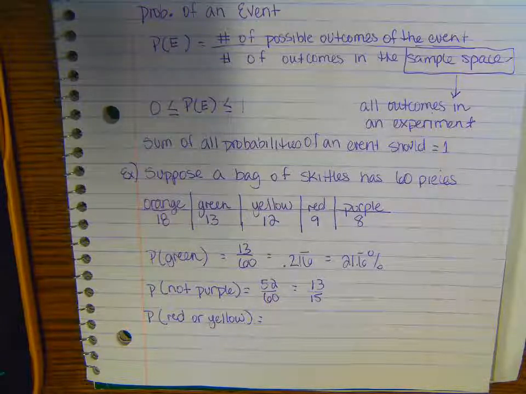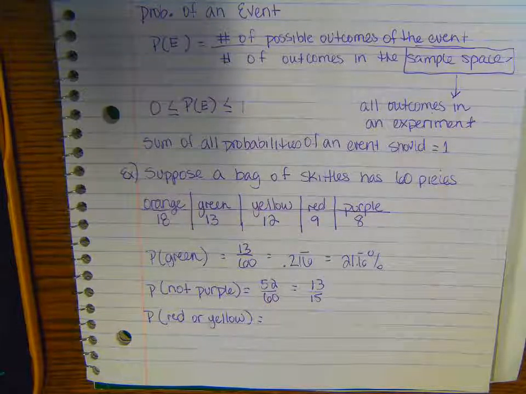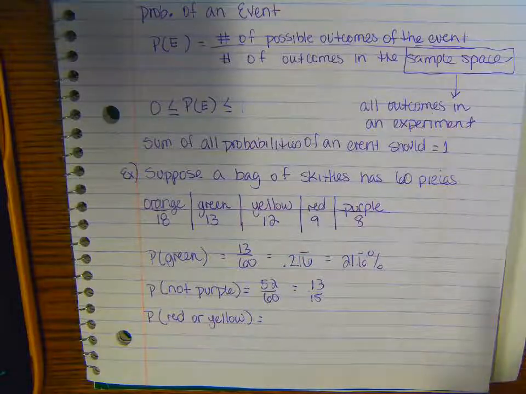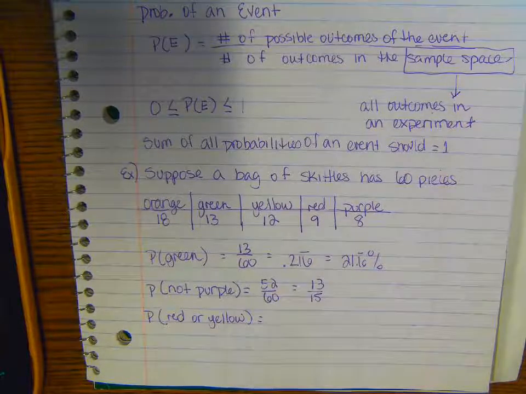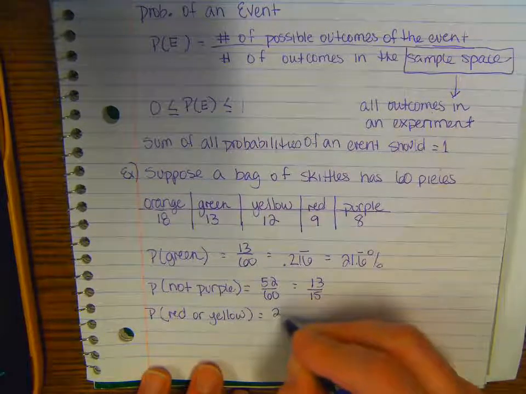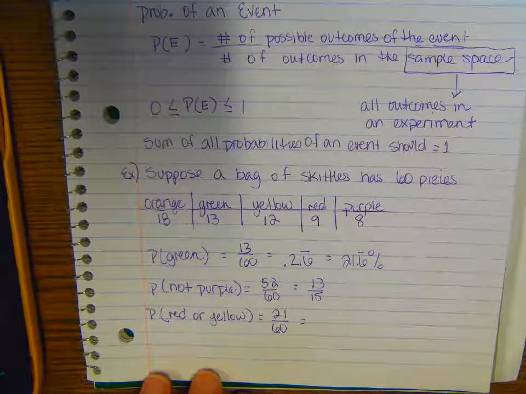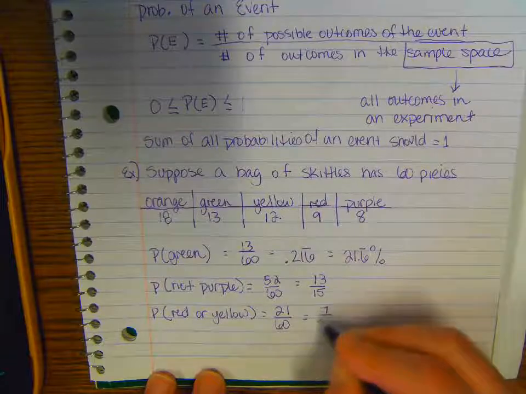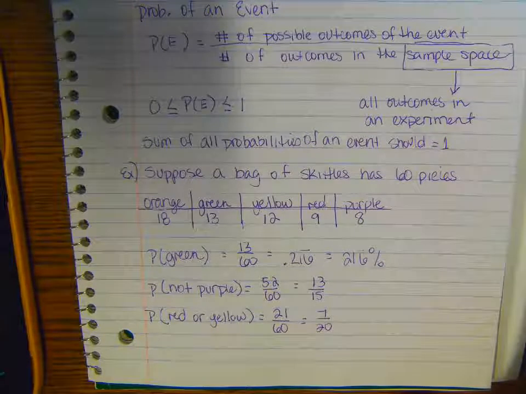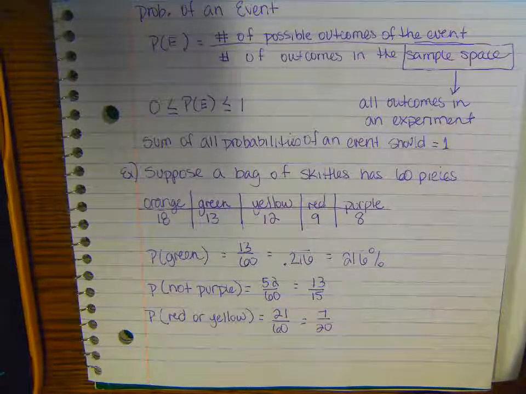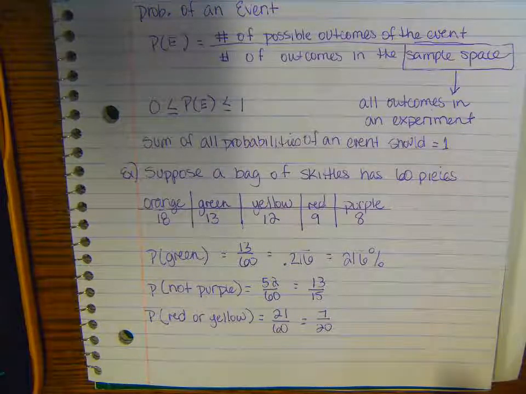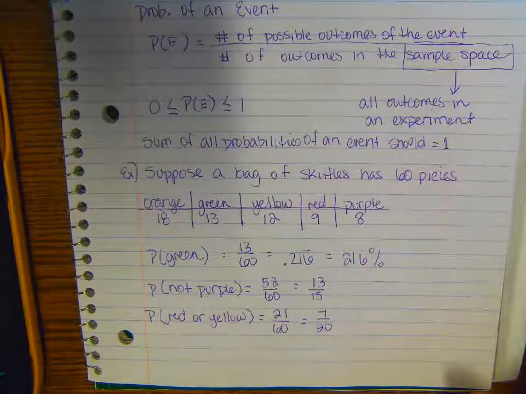Add them together because we don't care if it's red or yellow. It's still one Skittle. So we have 9 plus 12, or 21 out of 60, which reduces to 7 out of 20. Will we do like group statements? Will we do a what? Like, they say red, then yellow. Yes, that's what I'm going to do right now. Okay.